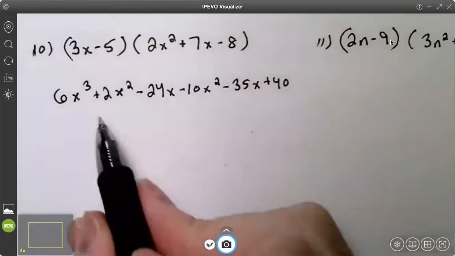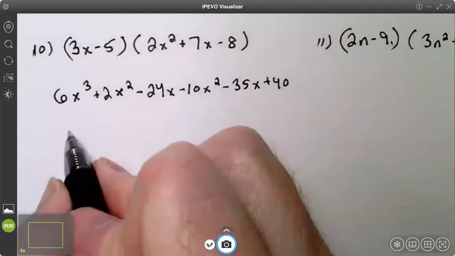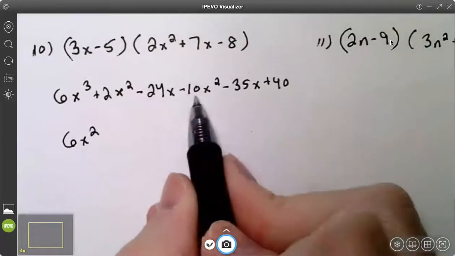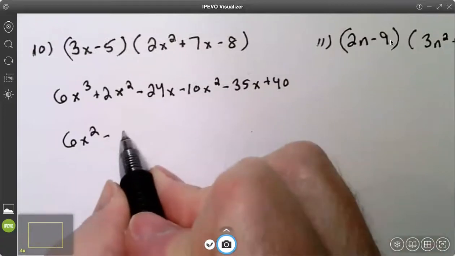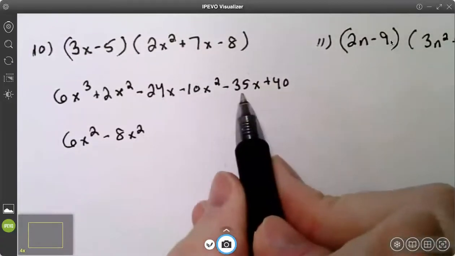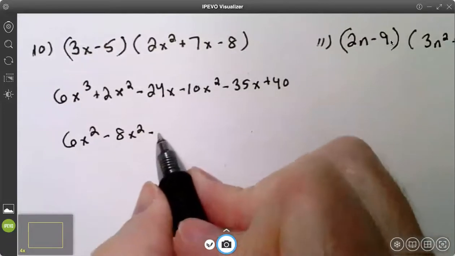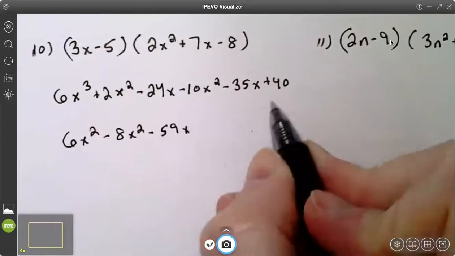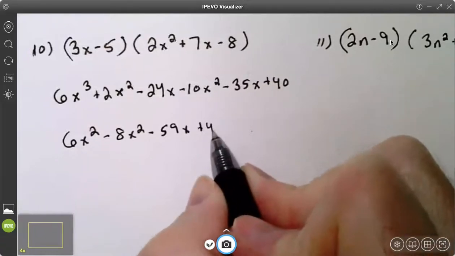Now I look for like terms. X cubes only have 1. X squares, I got 2 of them. 21 and -10 give me 11x squared. Then the x's, -24 and -35 give me -59x. Only have 1 constant, so it comes down.